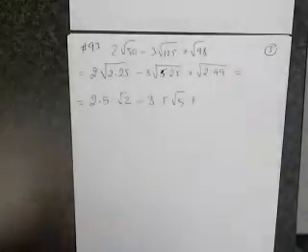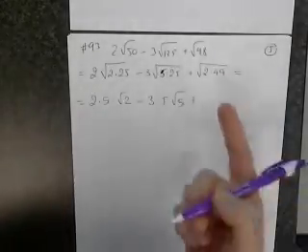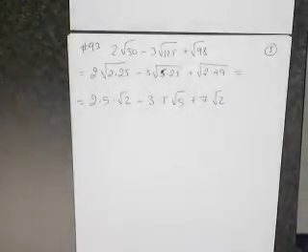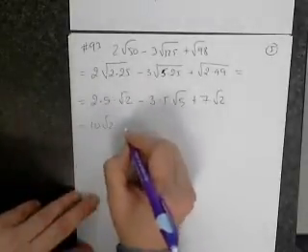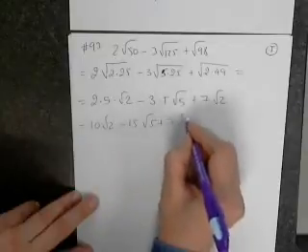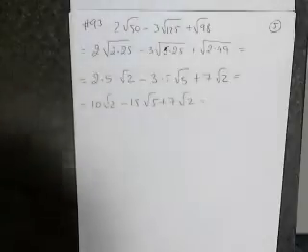And then plus, you will take the square root from 98, yes, so it's 7 the square root of 2. Now one more step. So this is 10 the square root of 2 minus 15 the square root of 5 plus 7 the square root of 2. Would you agree with the second step and the third step?